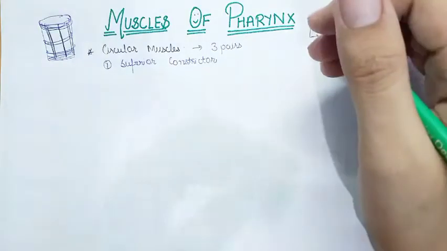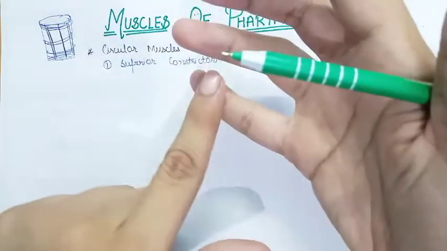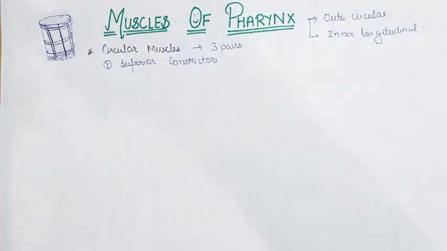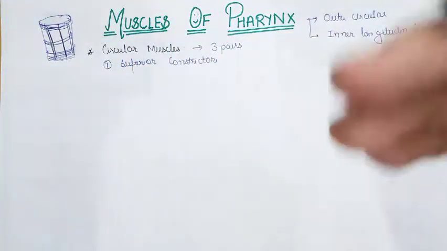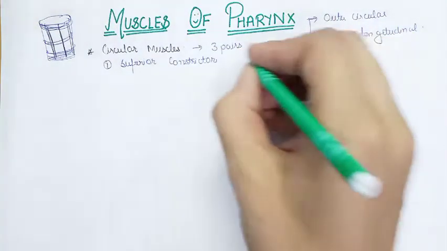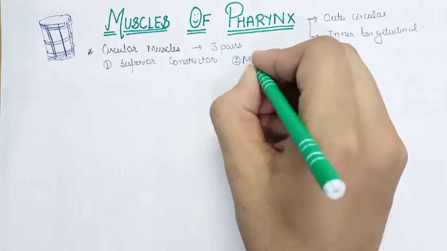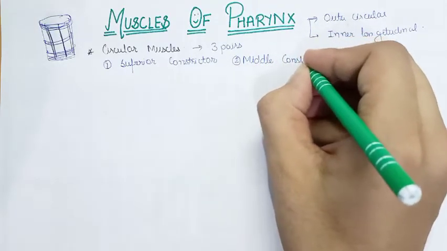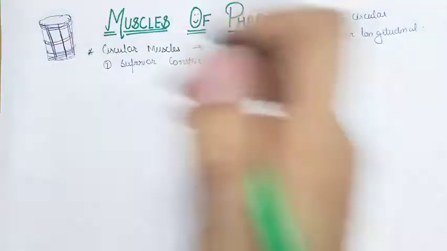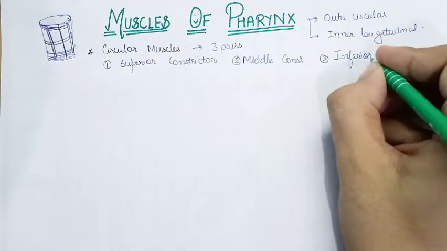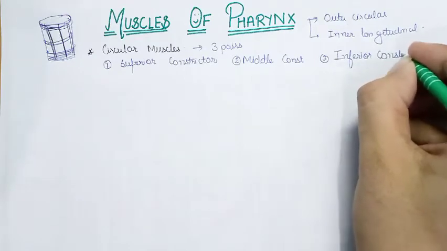See, deglutition is divided into 3 phases. First we have the oral phase, then the pharyngeal phase, and the esophageal stage. The second stage is the pharyngeal stage, in which the muscles of the pharynx help in the deglutition. So we have the superior constrictor, the middle constrictor, and the third and lowermost is the inferior constrictor.